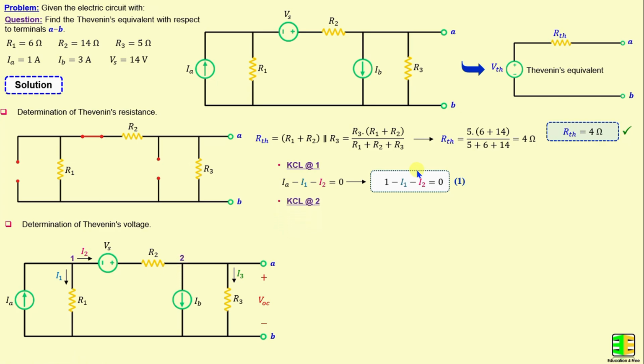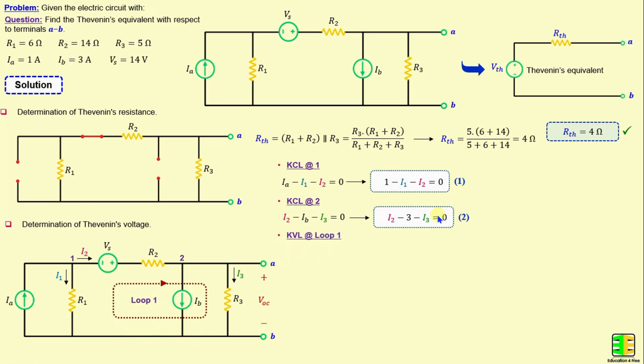Now, by applying Kirchhoff's current law at node 2, we can write I2 minus IB minus I3 is equal to 0. And if we replace IB with its numerical value, we obtain I2 minus 3 minus I3 is equal to 0.